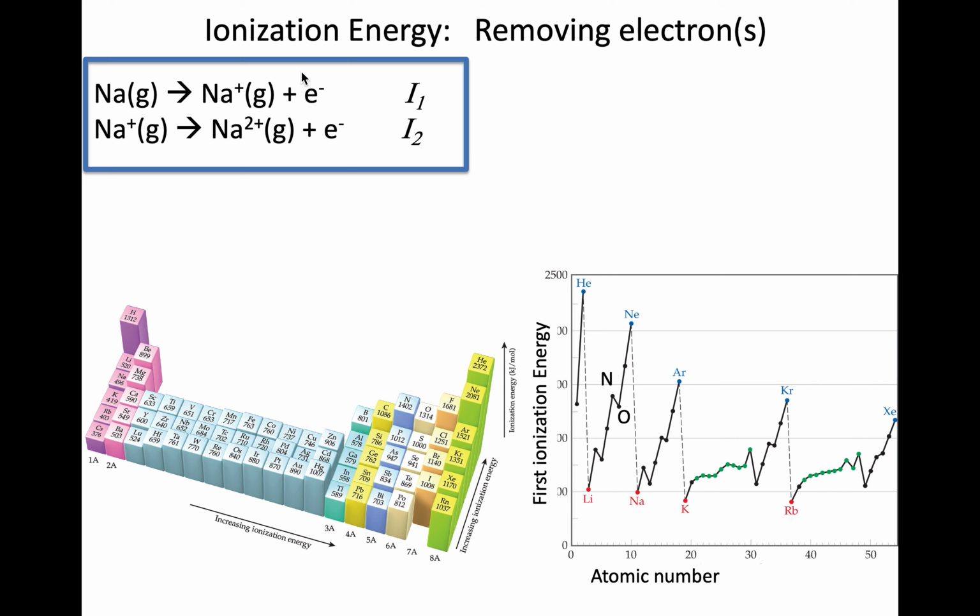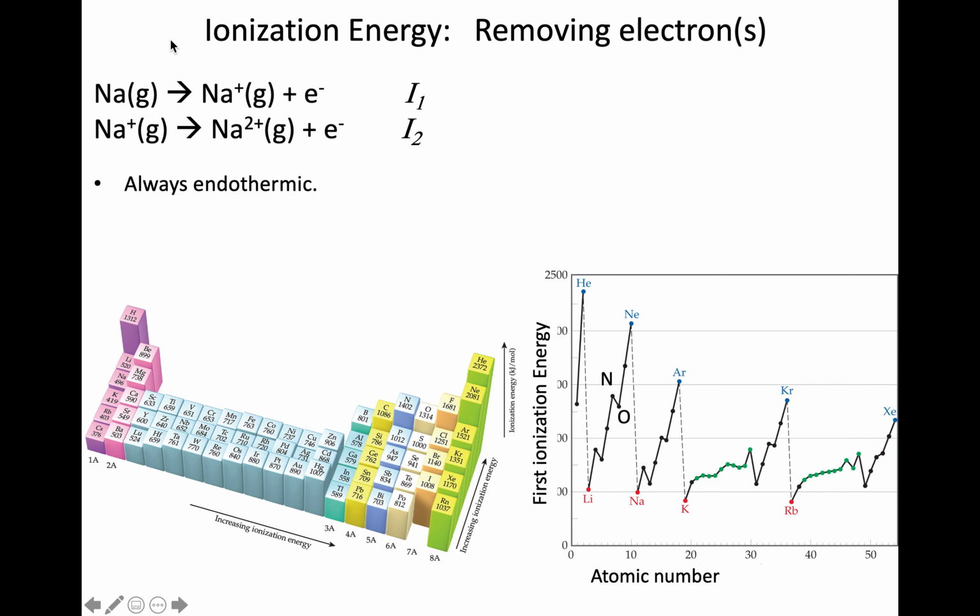The first ionization energy, I sub 1, is removing one electron. I could go on and remove a second, a third, so I can have successive ionization energies. So we want to know that symbolism. It's always going to take energy to remove an electron. It's always endothermic.